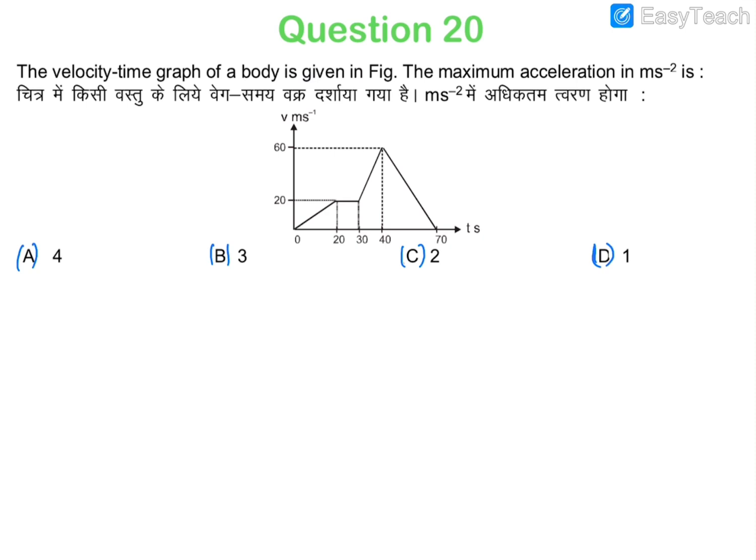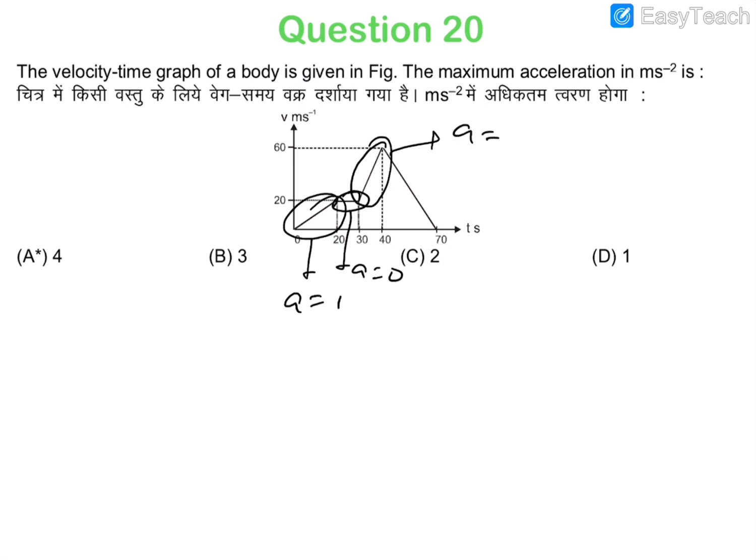Now we move on to the next question. In this question you can see that the velocity time graph of the body is given. The maximum acceleration we have to find out. See, in this region the acceleration is 0, in this region the acceleration is 1, in this region the acceleration is 60 minus 20, which is 40, divided by 10, so this is 4, and in this region acceleration is 60 upon 30, which is 2, so maximum is 4.